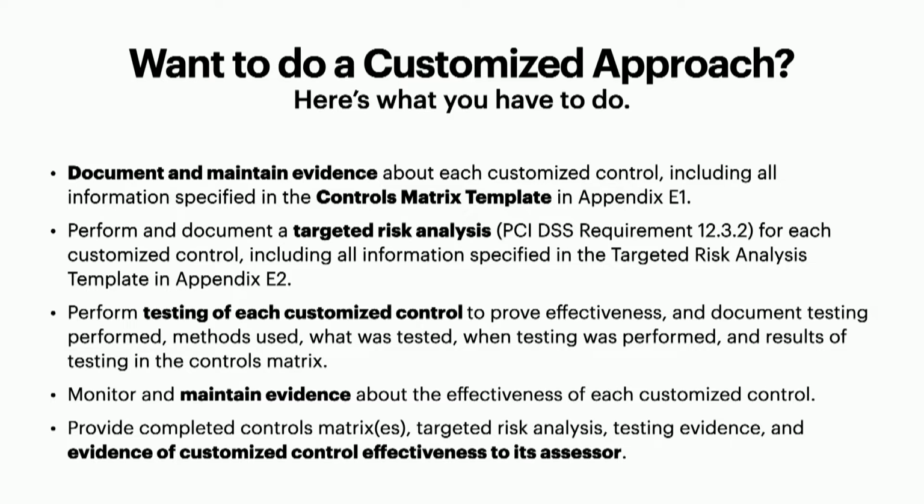Most of the QSA companies I've heard of, especially when you're going through a ROC, are going to be charging extra for any type of customized approach control that you have. I've heard people say, though they haven't fully implemented this, that it's going to be a dollar amount per customized approach added to your cost. So just keep that in mind. And then maintaining evidence, you're going to have to retain that evidence, and the assessor is going to have to look over all of that stuff to be able to approve that customized approach.